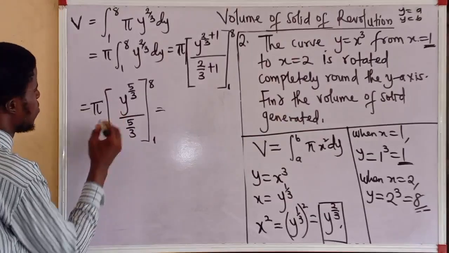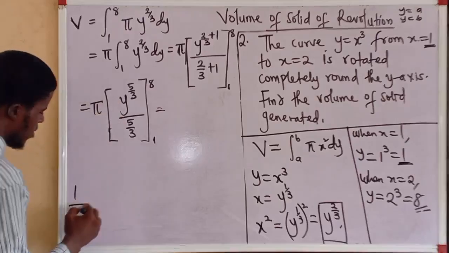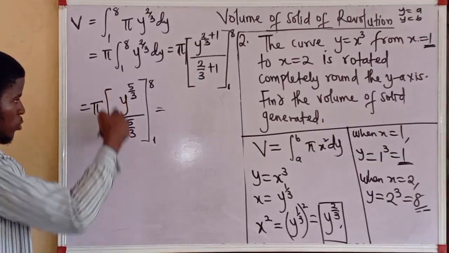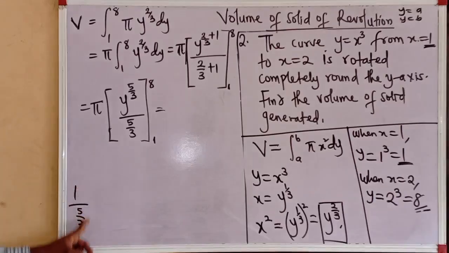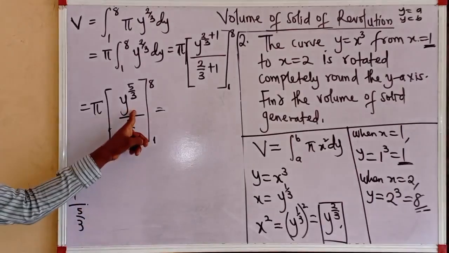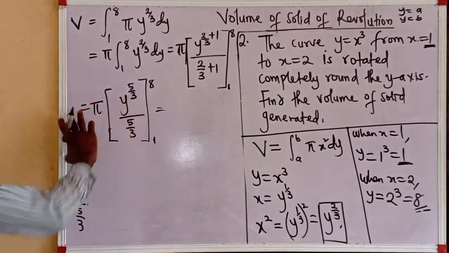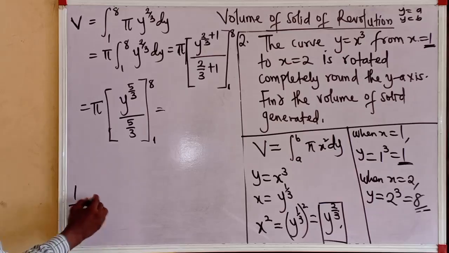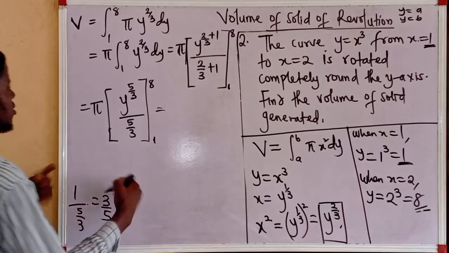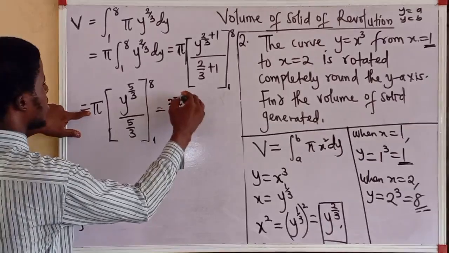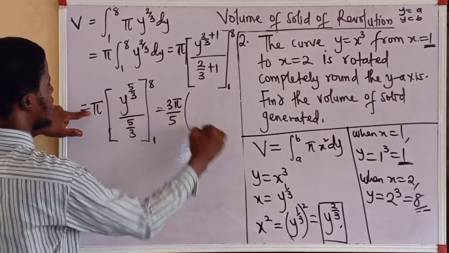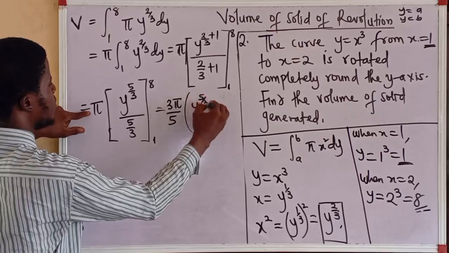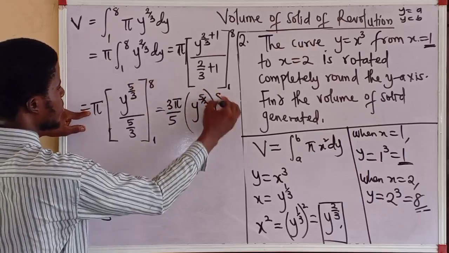I can see 1 all over 5 over 3 here, which is the coefficient of y to the power of 5 over 3. Yes, I can get this as the coefficient of this. So if I simplify this, I will be having 3 over 5. If I bring 3 over 5 outside, it will now be 3 pi all over 5 into y to the power of 5 over 3 from 1 to 8.